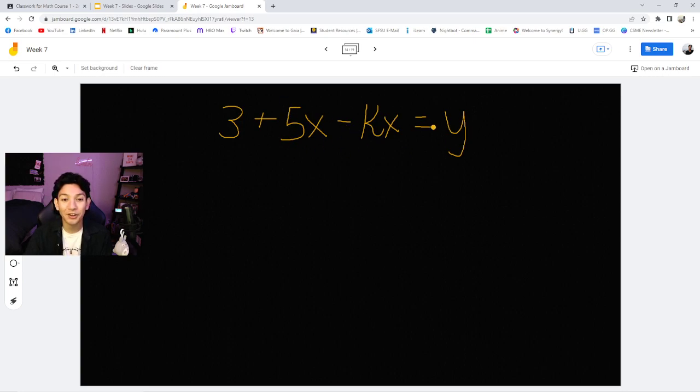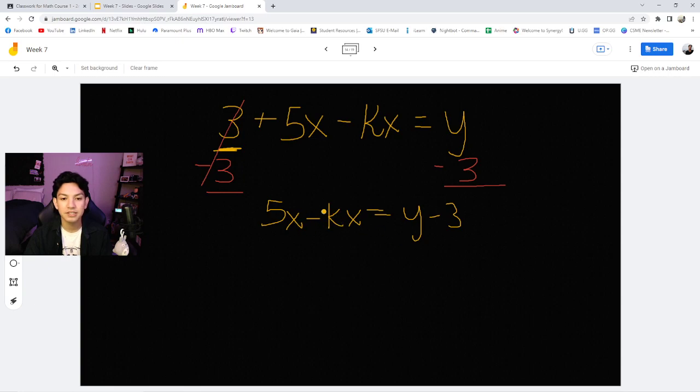So we're going to be isolating x here. Basically, we want to move everything that doesn't have an x to the other side of the equation. So what do we notice? We have a 3 over here, and we could easily move this over to the other side of the equation. If we do that, we're subtracting 3 on both sides of the equation. The 3 minus 3 is 0, and then we're left with, on the left side, 5x minus kx equals y minus 3. Can't forget about this 3, so it's just y minus 3.